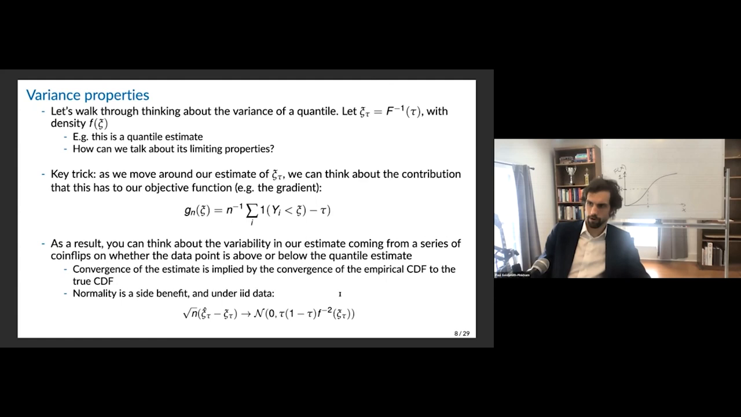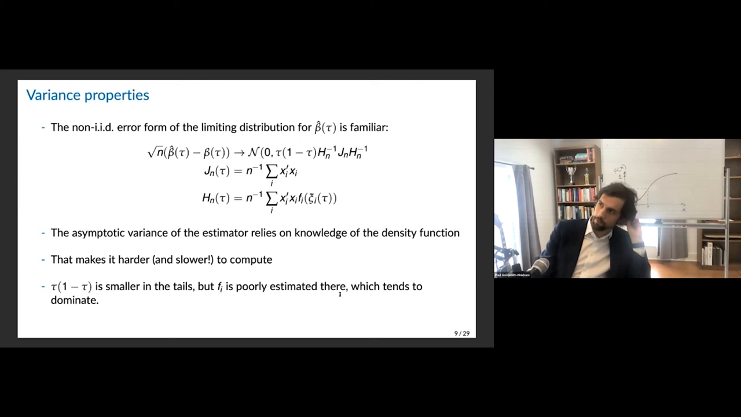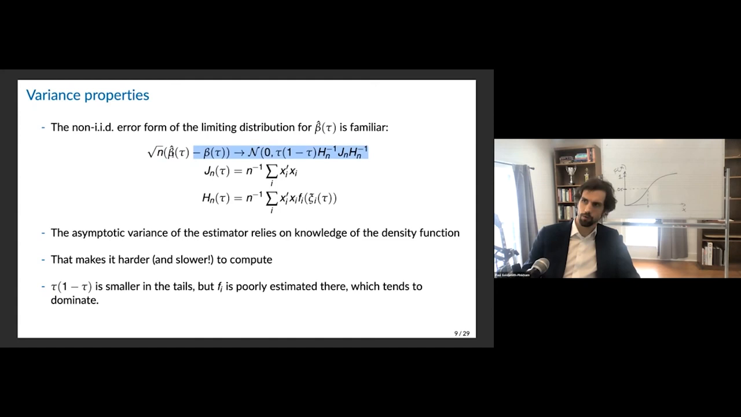If you take the non-IID form of this in the regression case, it's going to look very similar to things we're familiar with. Say we want to do robust standard errors. Well, we're going to have our estimator here, beta hat. This is what we talked about before. This is our beta hat coming from conditional quantile regression, linear regression. The distribution of this is the same thing as before, tau times one minus tau, and then we're going to have these three pieces: H_N inverse, J_N, H_N inverse, where the real piece that matters is this X prime X, and then the density of these chi i's at each point.